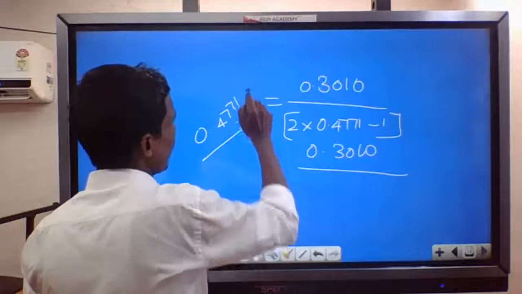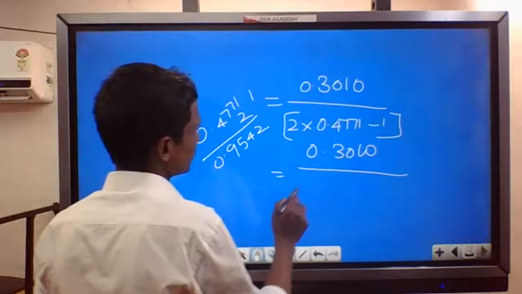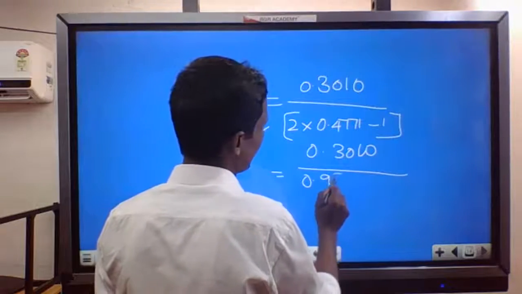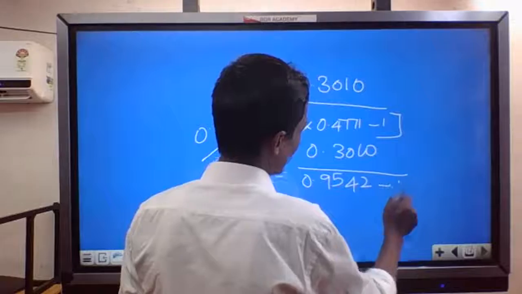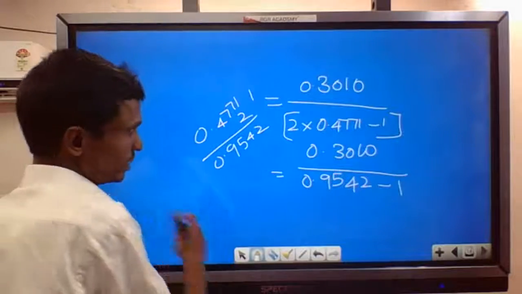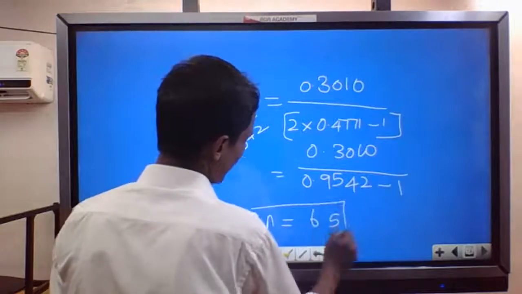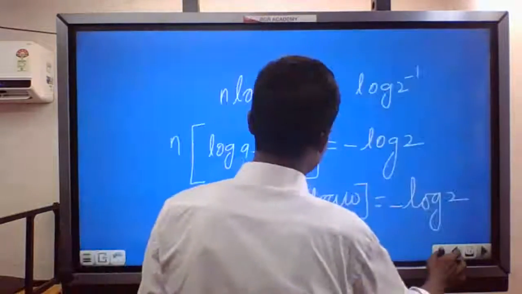That is 0.9542 minus 1. Then the answer should be what? About 6.5, so nearly equivalent to which option?